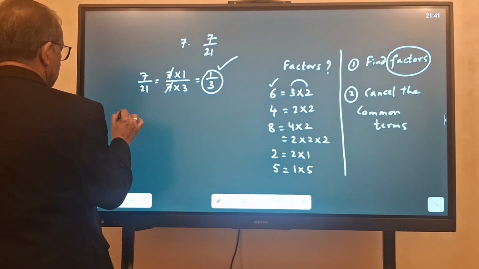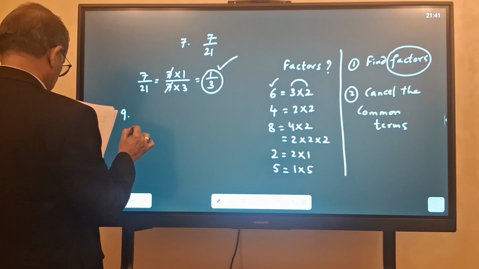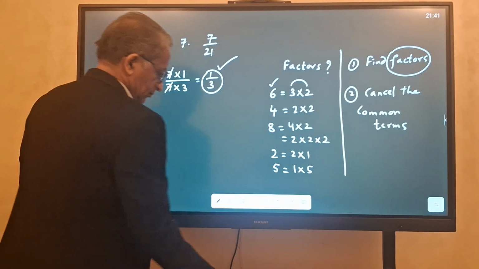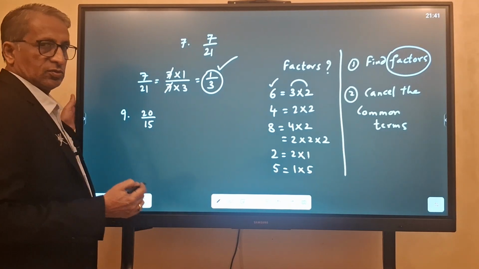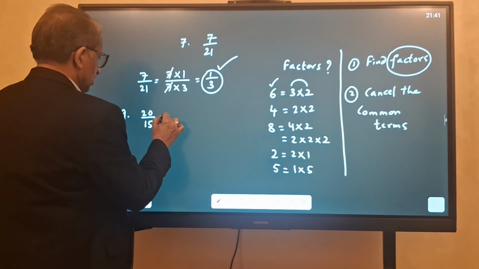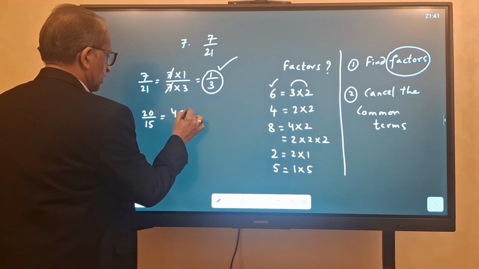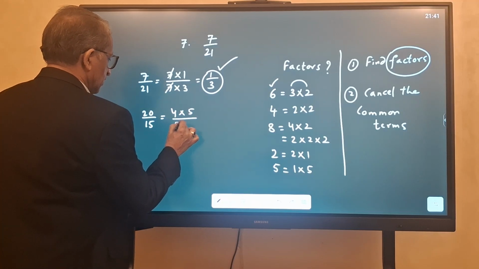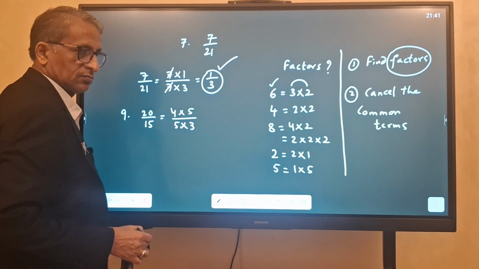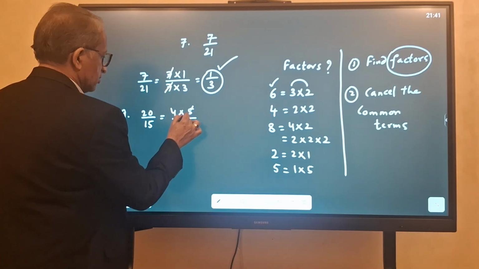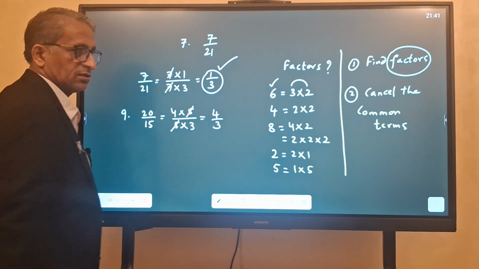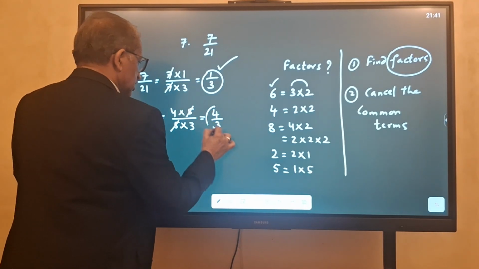Another example, number 9: 20 divided by 15. Let's do the factors of 20: 4 into 5. Factors of 15: 5 into 3. I cancel the common terms, that is, the same terms. What is left? 4 by 3. Now this is the answer.